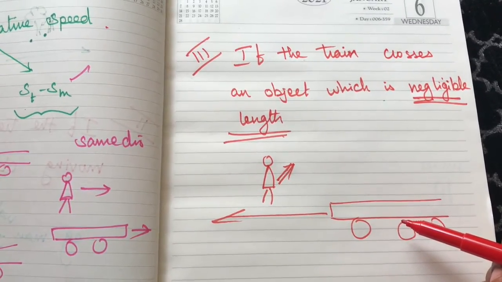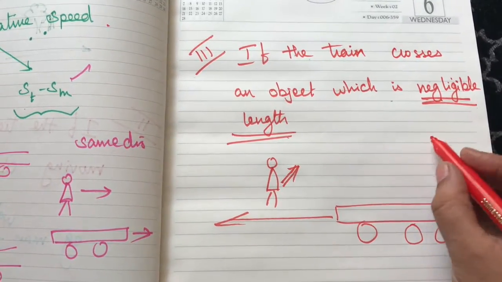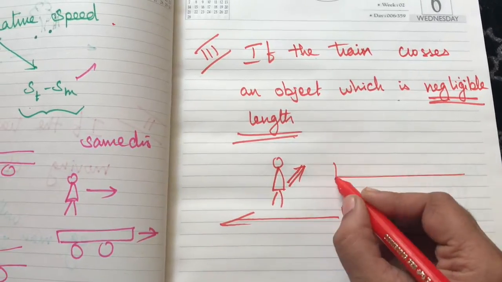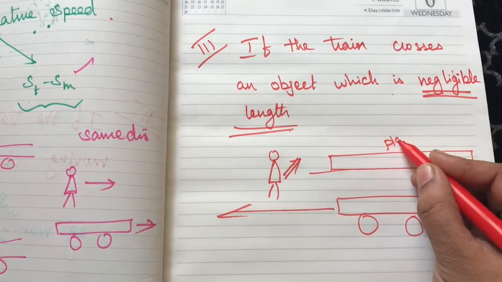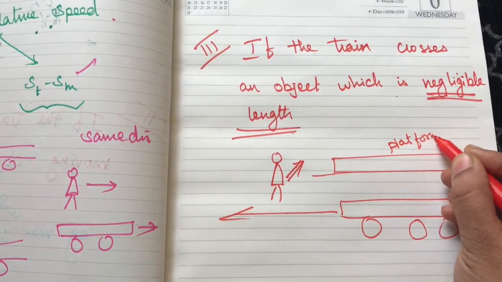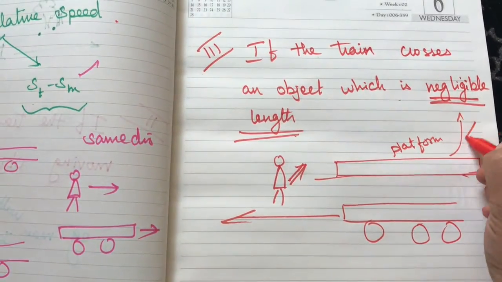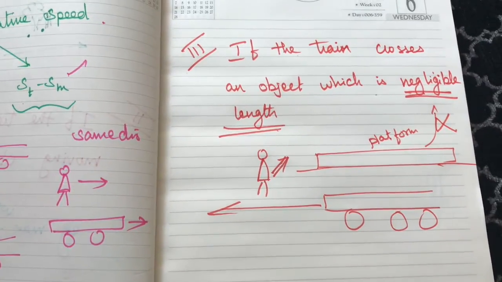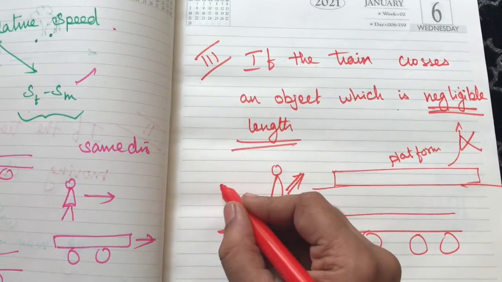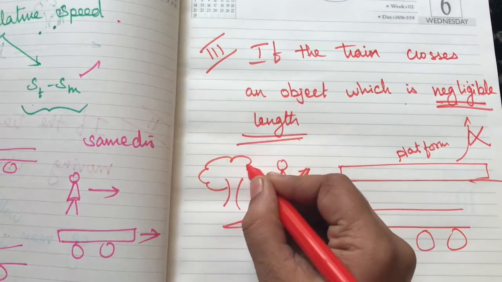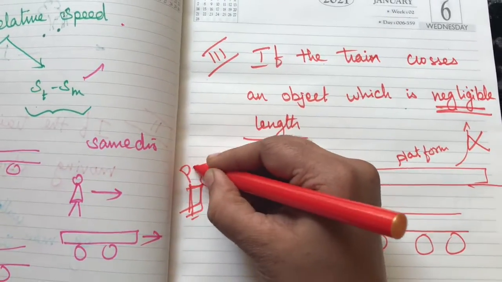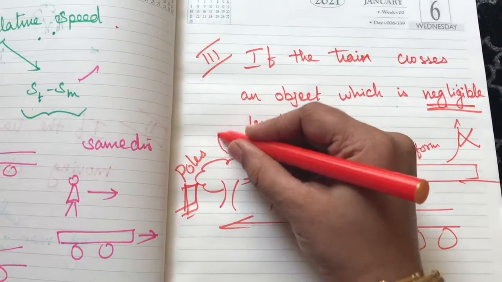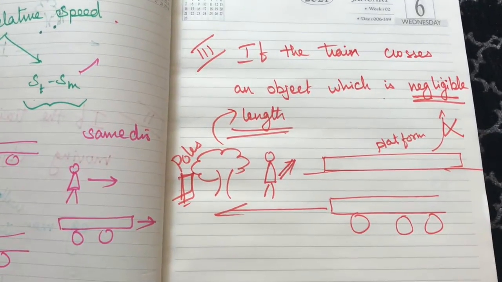But in the case of a platform, it has some length, right? The platform has some length, so this won't come under negligible length. Only a man or a tree or poles, these things will come under negligible length.